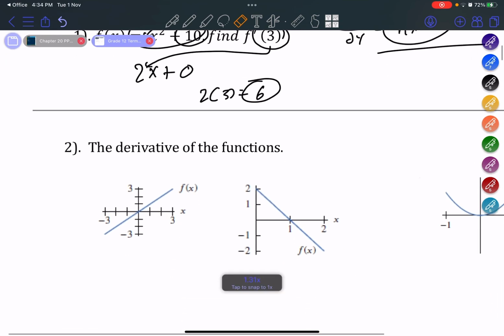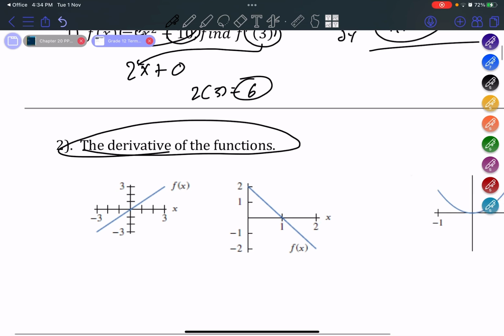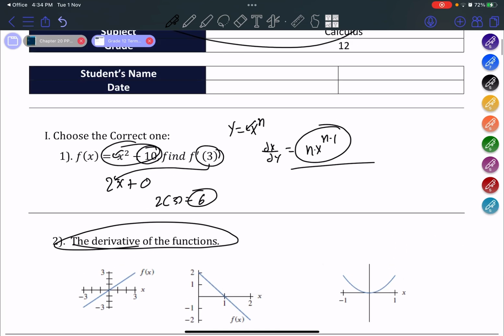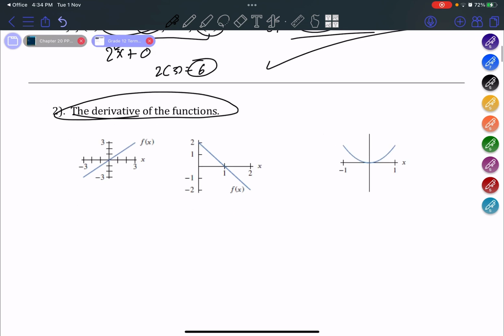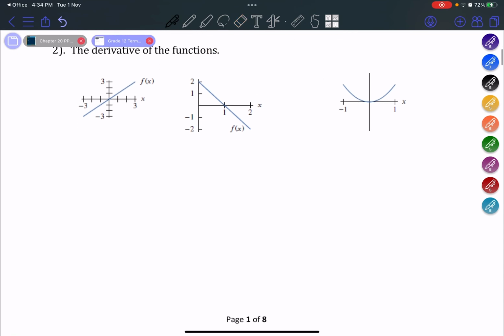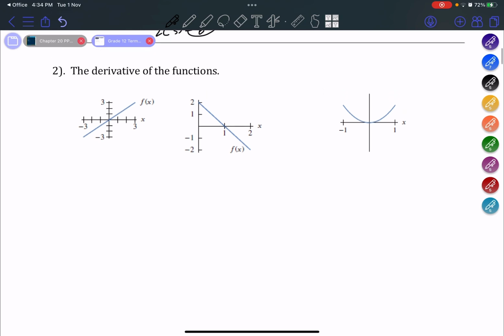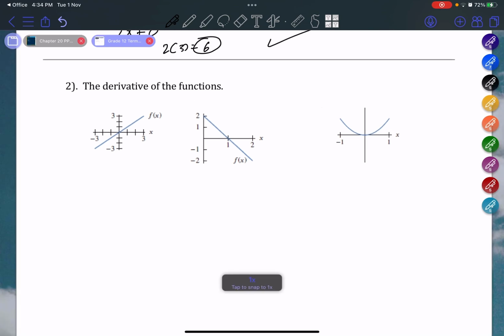Now, if you go to the second question, it asks us to find the derivative of the functions. Here they gave it to us in equation form, to find the derivative. Now they want us to find it in a geometric form. How will we solve this question? Well, basically, we have to know first what a derivative does to a function. What are the actions that it performs on it?